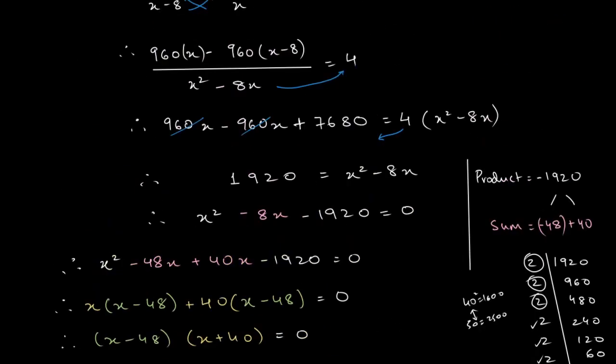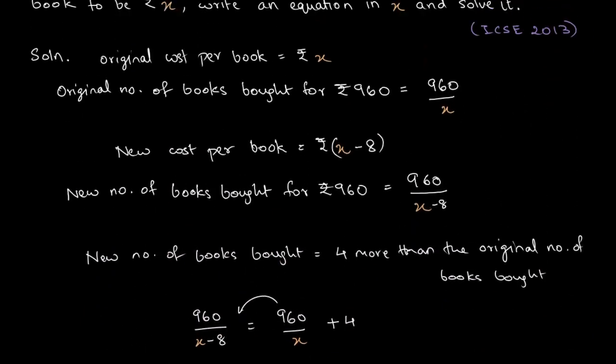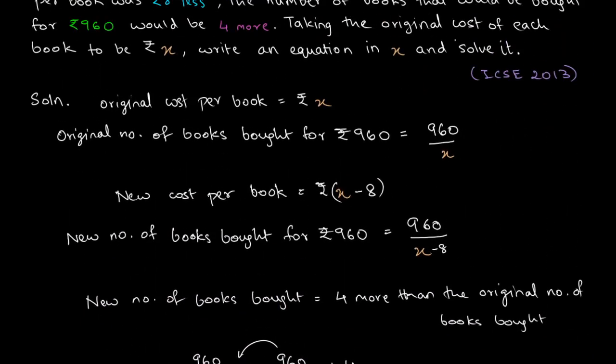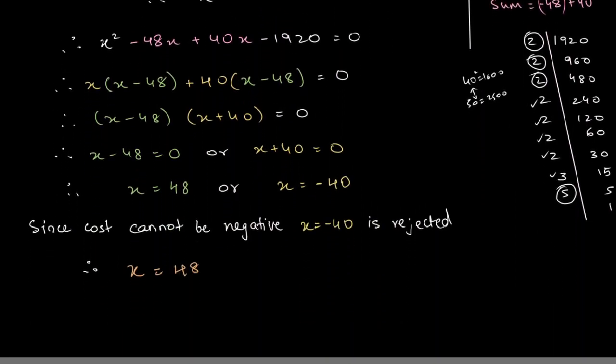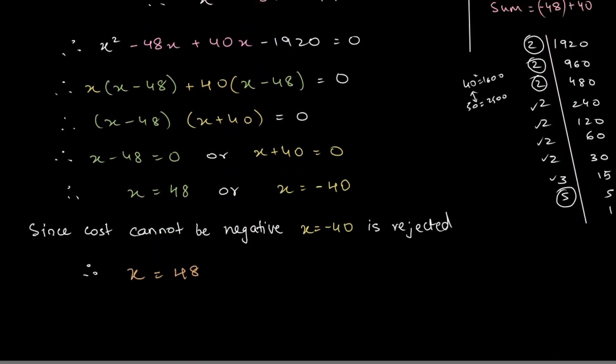And I guess that is what they've asked us to find in this question. They've asked us to, taking the original cost as x, write an equation in x and solve it. So we have solved the equation and found the value of x to be 48. So that means the original cost per book is rupees 48.